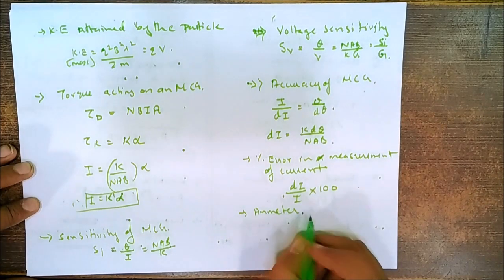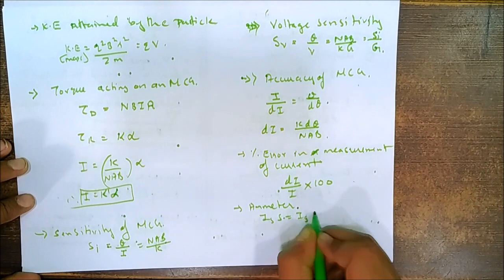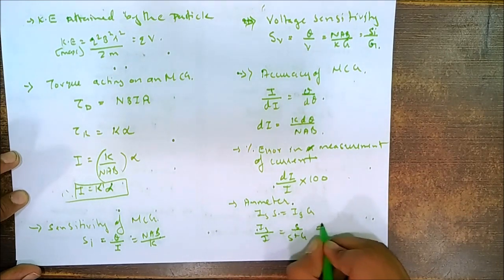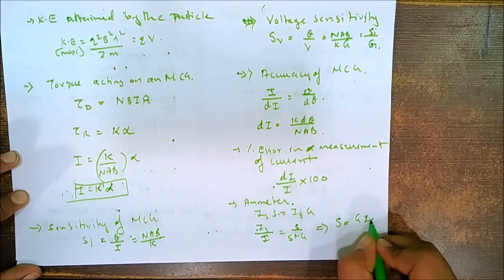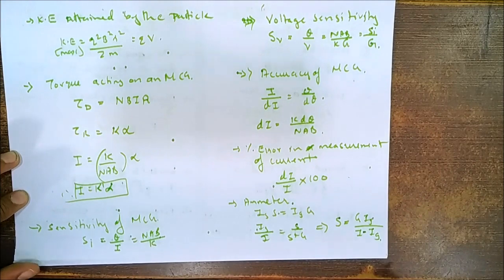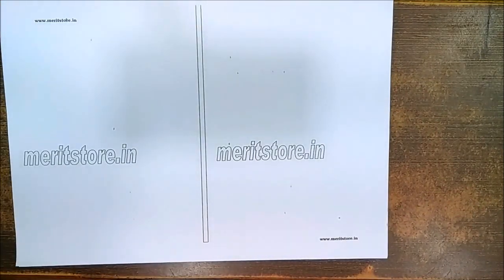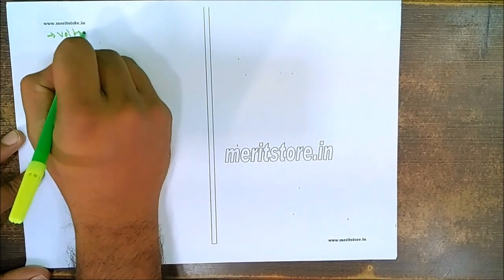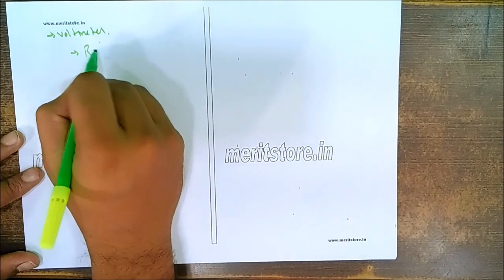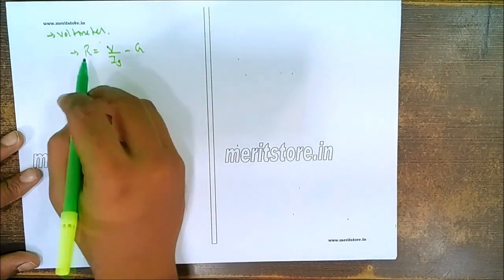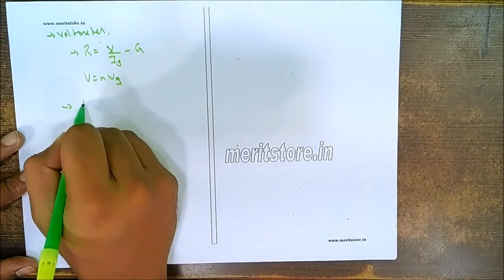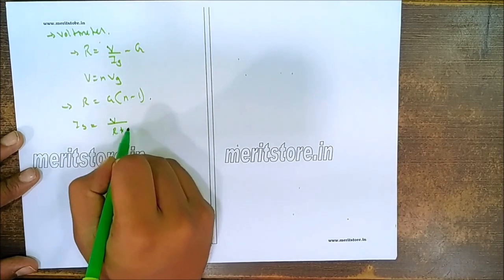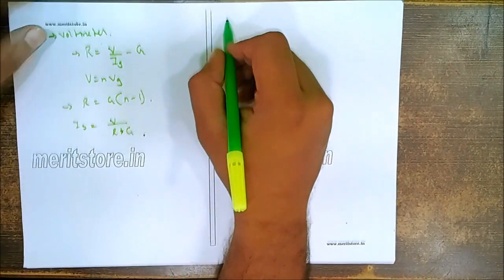Now ammeter, there is one simple formula, I S S is equals to Ig into G. Also Ig upon I is equals to S upon S plus G. This is also equivalent to S is equals to G Ig upon I minus Ig. Then we have voltmeter, R is equals to V upon Ig minus G. If V is equals to NVG, we can say that R is equals to G into N minus 1. Ig can also be given as V upon R plus G. So that's all with the formulas. I will deal in shortcuts and synopsis.